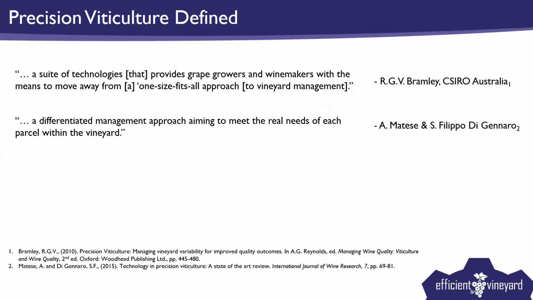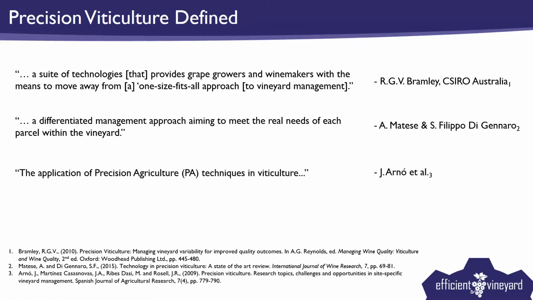Another one: a differentiated management approach aiming to meet the real needs of each parcel within the vineyard. I think this one sort of alludes to blocking or a parcel within the vineyard. So we're not just concerned with vineyard blocks, we're concerned with whole farms. We're concerned with the sub-vineyard level. So it's really not just targeting a parcel, it's targeting within a parcel and the whole operation itself. So we'll keep moving through here.